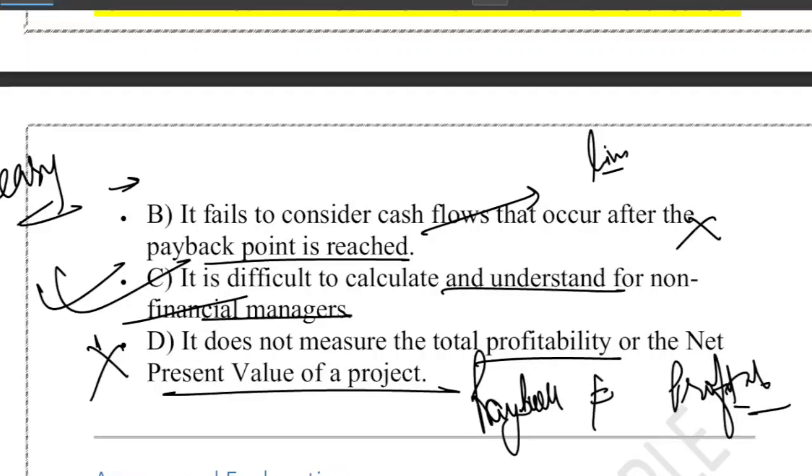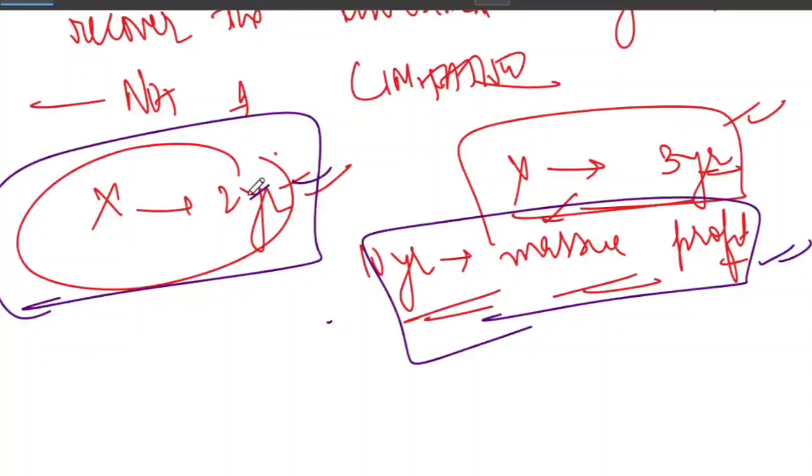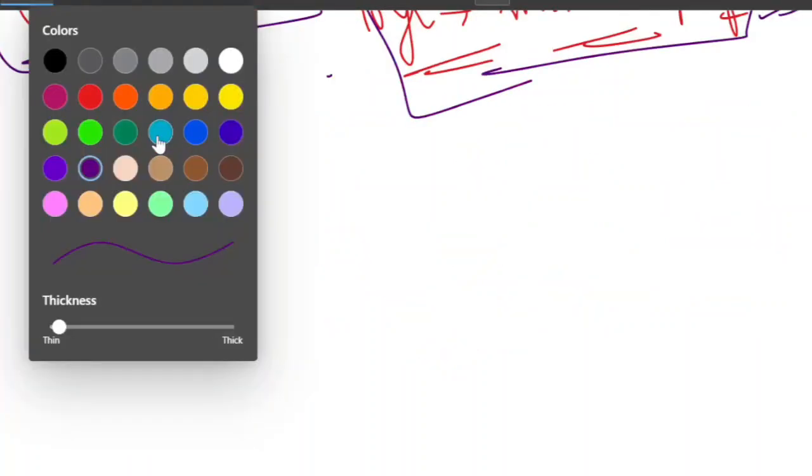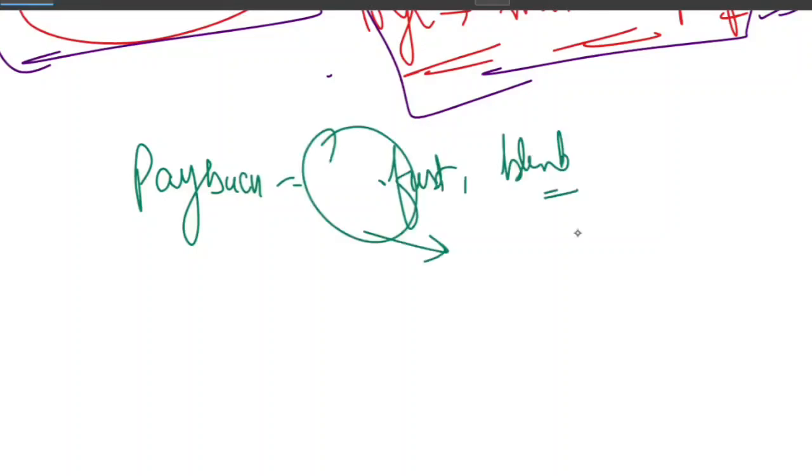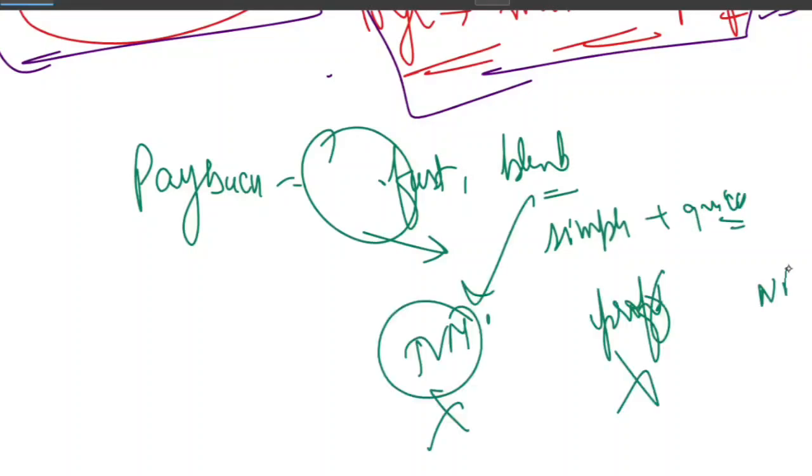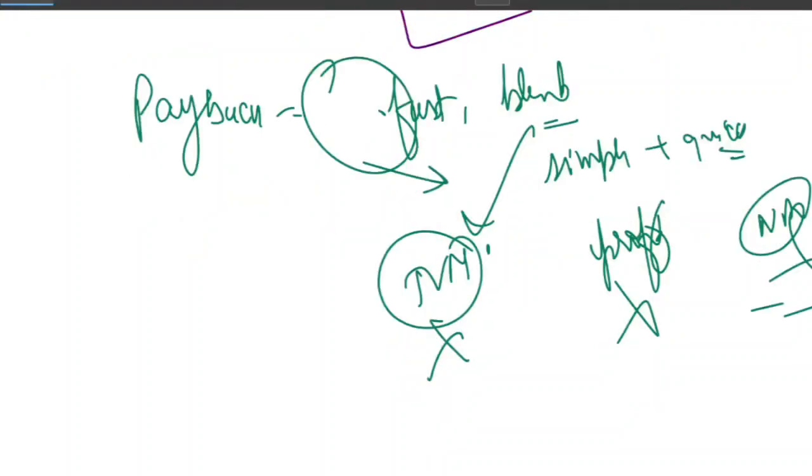Please understand. So remember, what we learned from this discussion is that payback means fast, but blind. Fast but blind. So when I say fast, what does it mean? It means simple and quick. Fast means simple plus quick. And blind means what? It does not see TVM, time value of money, nothing. It does not see profit. So that's why it is blind. And it does not see NPV, nothing. It only checks how much time it will take to recover the amount.